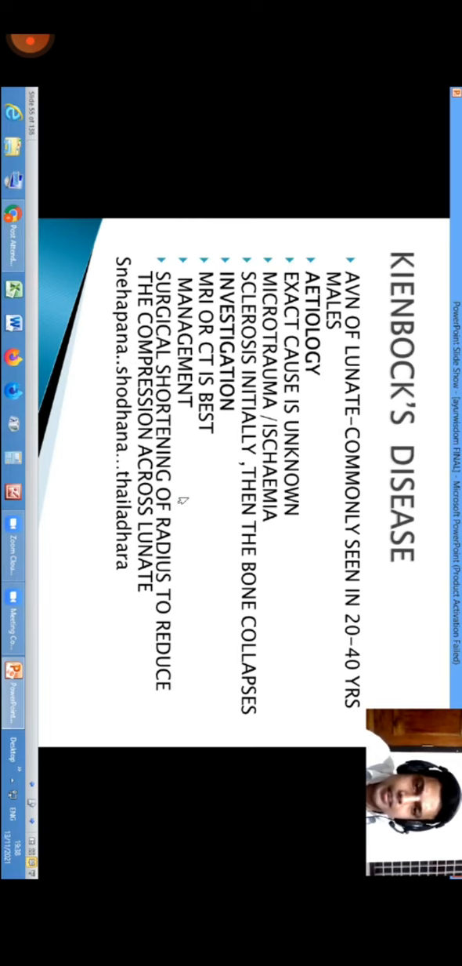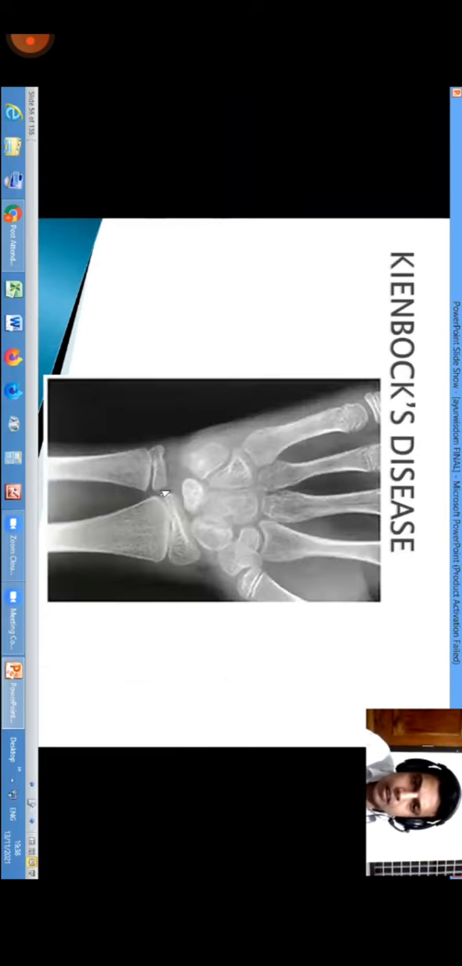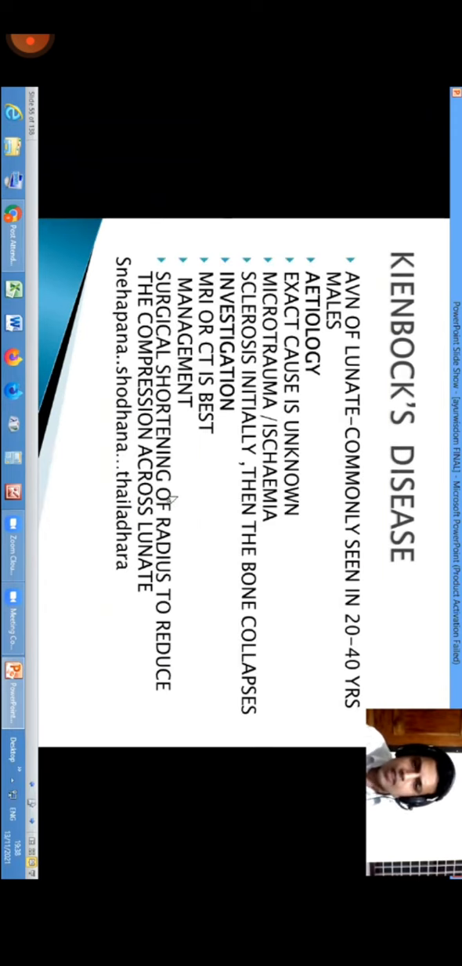Sclerosis initially happens, then the bone collapses. From the investigation point of view, MRI or CT is best rather than X-ray. Then management: surgical shortening of the radius to reduce the compression across the lunate. Here, the radius is applying some pressure to the lunate bone. So, surgical shortening of the radius to reduce the compression will be helpful.